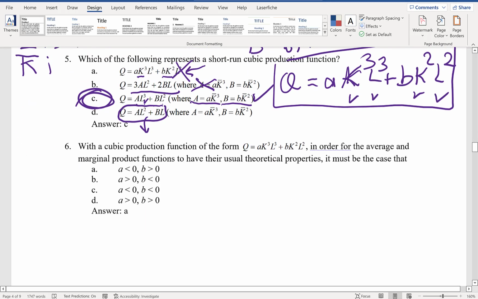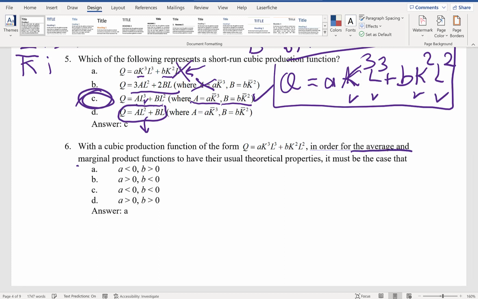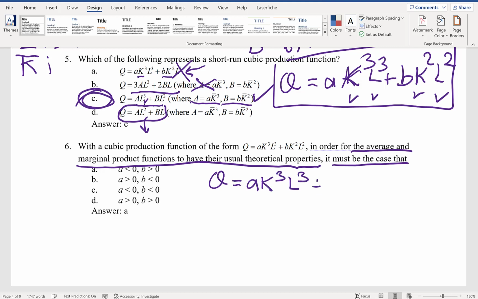All right, with a cubic production function, in order for average and marginal product functions to have their usual theoretical properties, what must be the case? So I don't usually do this, but I'm just going to work on this: aL raised to the power 3 plus bL raised to the power 2. Okay, so what is average product? Average product is Q over L.